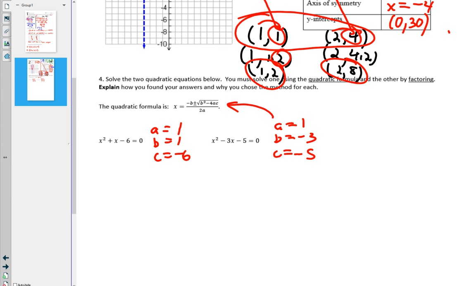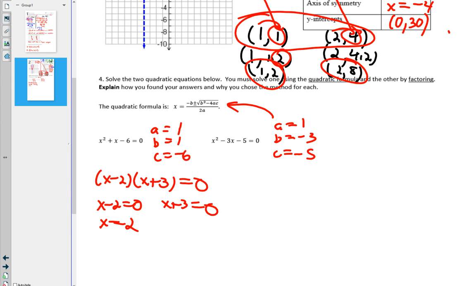So that means the first one you're going to have to factor. Can you think of two numbers that multiply to negative 6 and add up to positive 1? Negative 2, positive 3. So x minus 2 and x plus 3 is equal to 0. Zero product property says you can now make each one equal to 0. Sorry, I'm going kind of fast. It's just I want to be able to finish. X can be positive 2 and x can be negative 3.